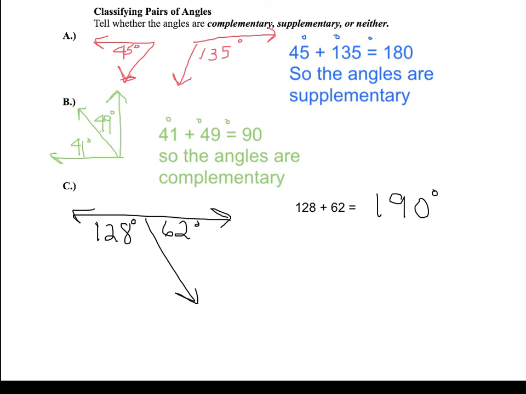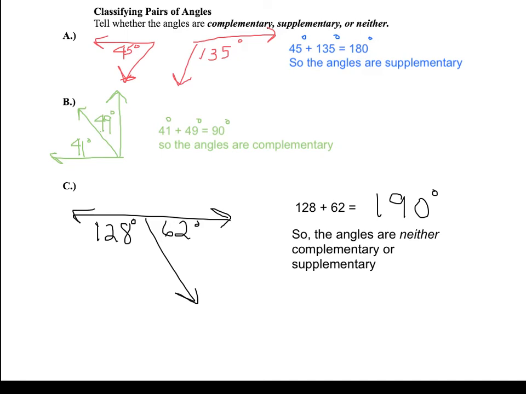So looking at these two angles, 128 and 62, I get a sum of 190. Now that has nothing to do with a complementary or supplementary angle. So these two angles wind up being neither complementary nor supplementary. So there you have it. The angles are neither complementary or supplementary.